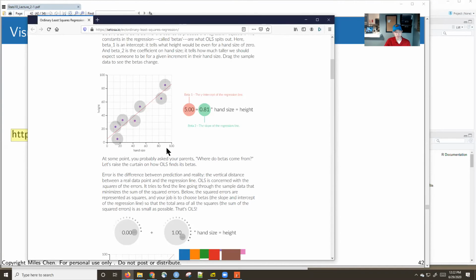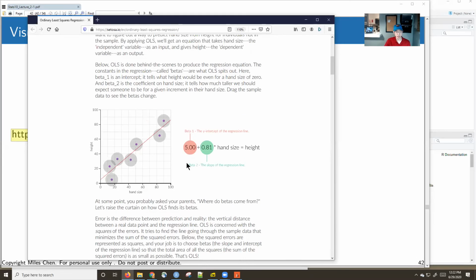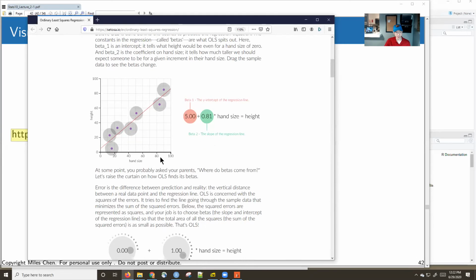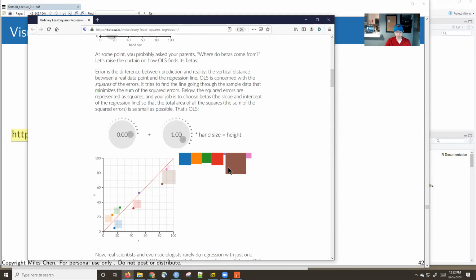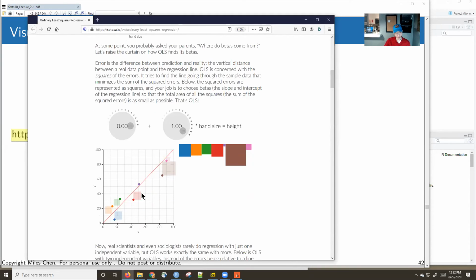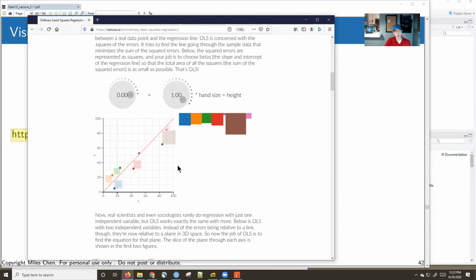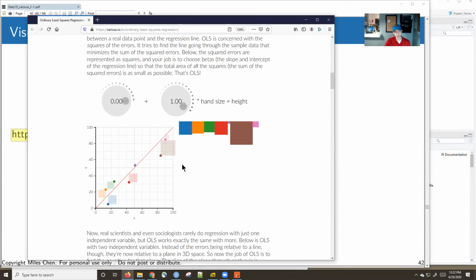All right, so here is a data set where we have people's hand size and their height. And in general, people with bigger hands are taller and people with smaller hands are shorter. That's what appears in this particular data set. And this line represents the linear regression line, or a potential linear regression line, I should say.